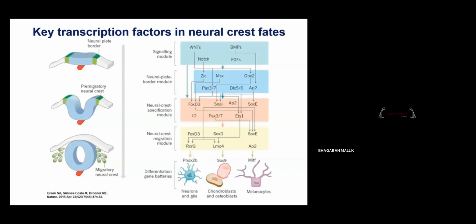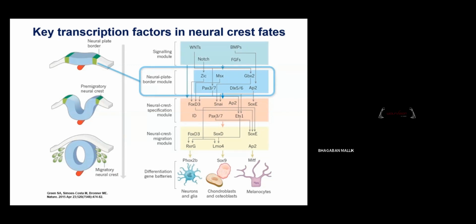In the last section of my lecture, I'll be talking about the key transcription factors in the neural crest that determine or form different groups of cells. During the different stages of neural tube development, you have different transcription factors which express and form different groups of cells. This is the early stage of neural tube closure, called the neural plate border module. This is the early stage of neural tube development.